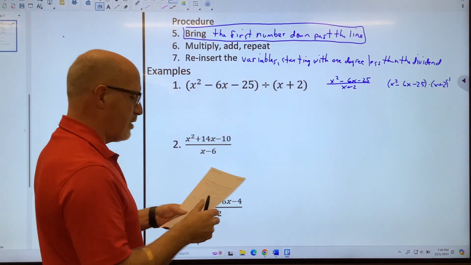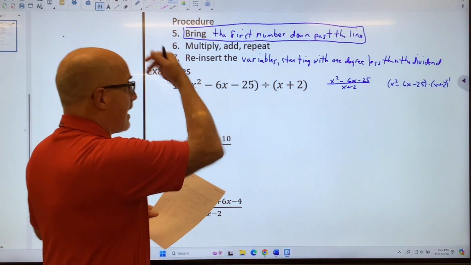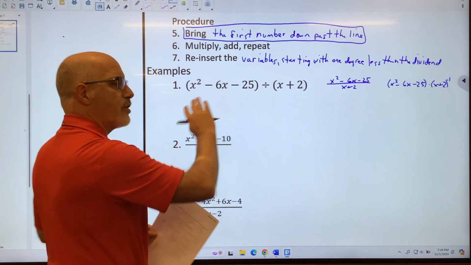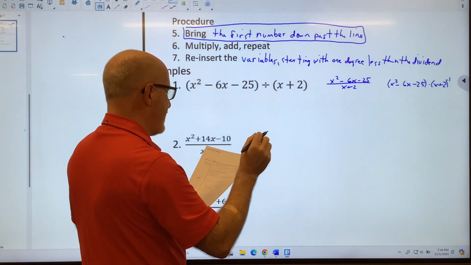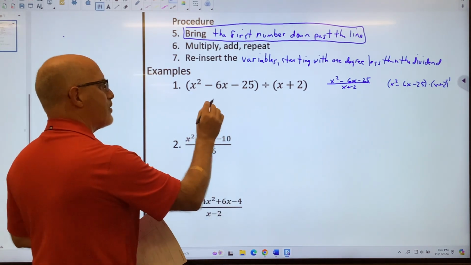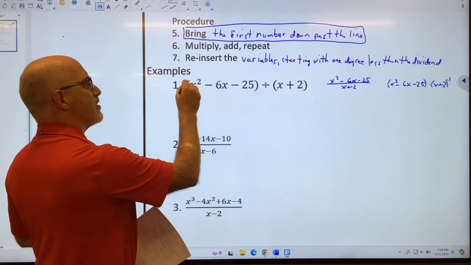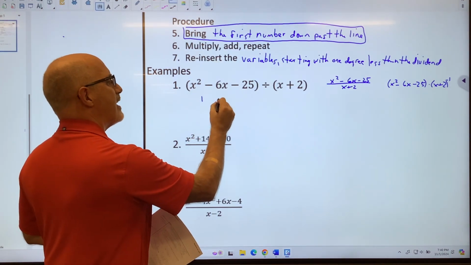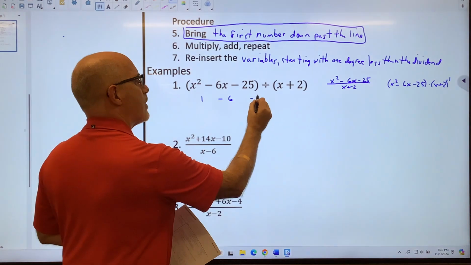All right, so let's do our setup. The first thing is the dividend here is in order, so we're all set with that. Next, we're going to get rid of the variables and list the coefficients. So this is a 1, a negative 6, and a negative 25.